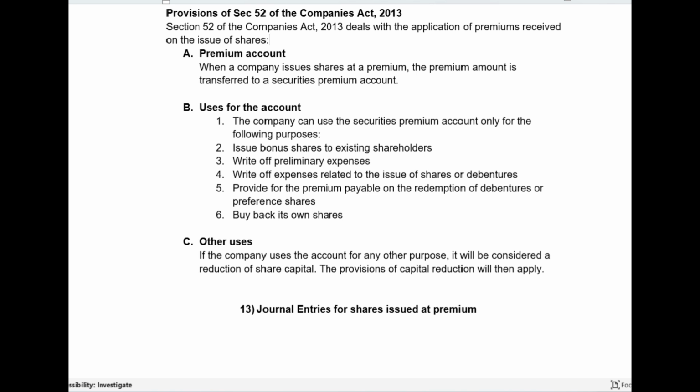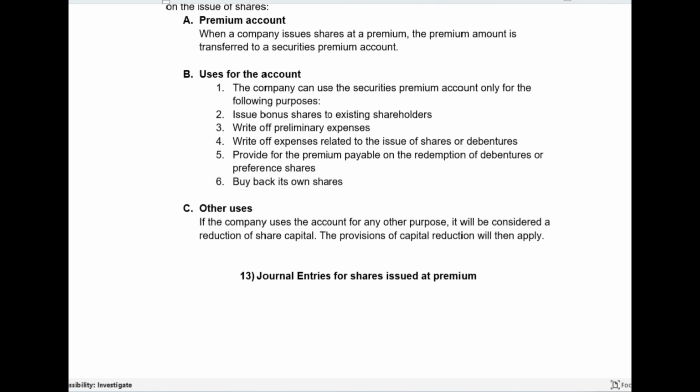The amount of money collected by the company through securities premium should be transferred to its securities premium account, which is a reserve account under the liability head of the balance sheet, and it cannot be transferred to the share capital account. And number B, uses of this account.